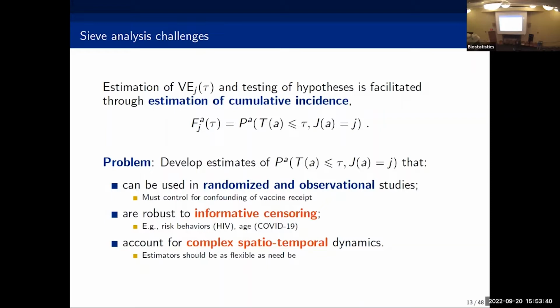The second thing is we'd like estimators that are robust to informative censoring. This is a real issue, I think, in many studies of vaccines. For example, in HIV vaccine studies, we're often recruiting high-risk individuals, sex workers, intravenous drug users, and those are the same types of individuals who are simultaneously at higher risk for HIV infection and also higher risk for dropping out of the study. They're harder individuals to follow up over the course of the study.